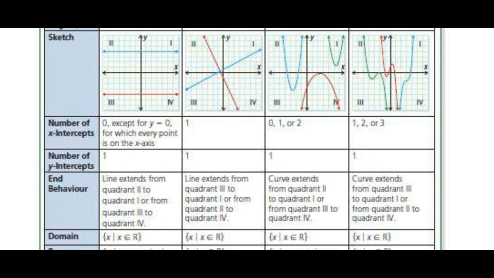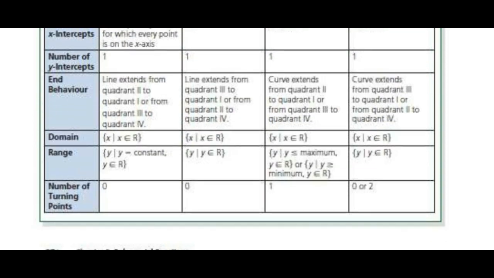Odd ones have to have at least one x-intercept, and you can have as many x-intercepts as your degree. So degree 1 has 1. Degree 2 can have 0, 1, or 2. And degree 3, again, you can't have 0, right? Because you got to keep in mind, we're starting down there and going up there. We have to go through the axis. Number of y-intercepts, everybody's got 1. End behavior, domain is always real. Range, constant, real, max or min, and real.